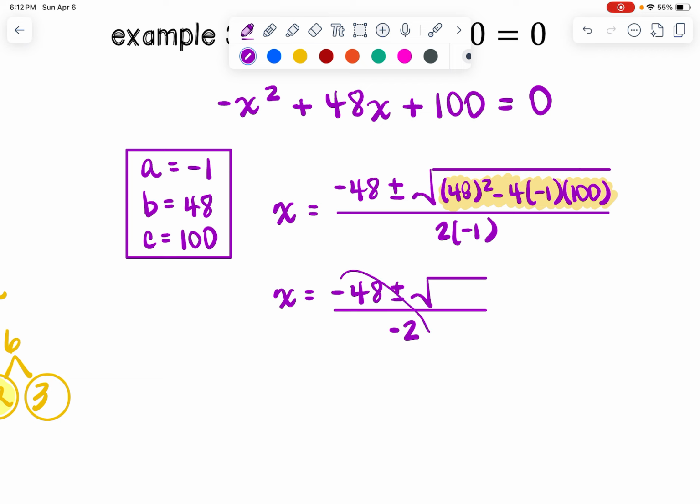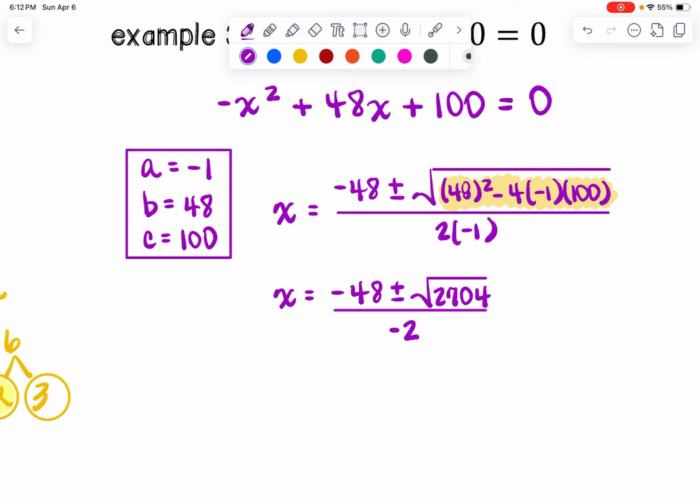Now, what you're not allowed to do, right? Don't try to reduce those guys. Remember, we learned in Unit 6 that you can't cancel terms, right? You can only cancel factors. So be really careful. All right, I'm going to type all that mess in my calculator. 48 squared minus 4 times -1 times 100. And I'm getting 2,704.